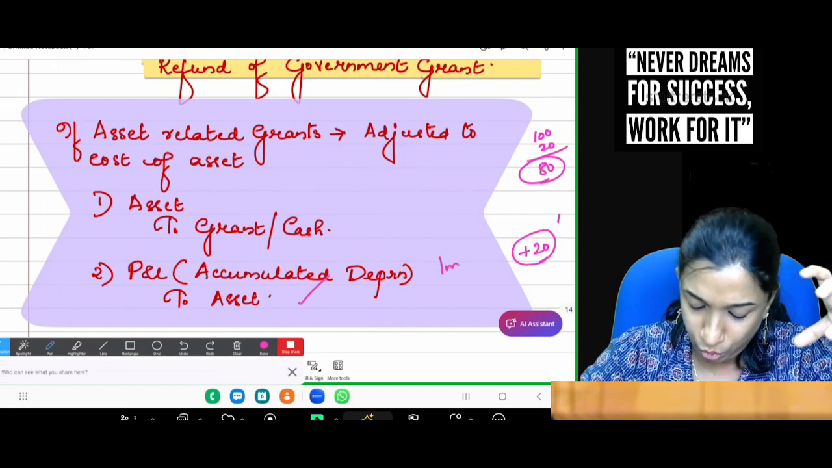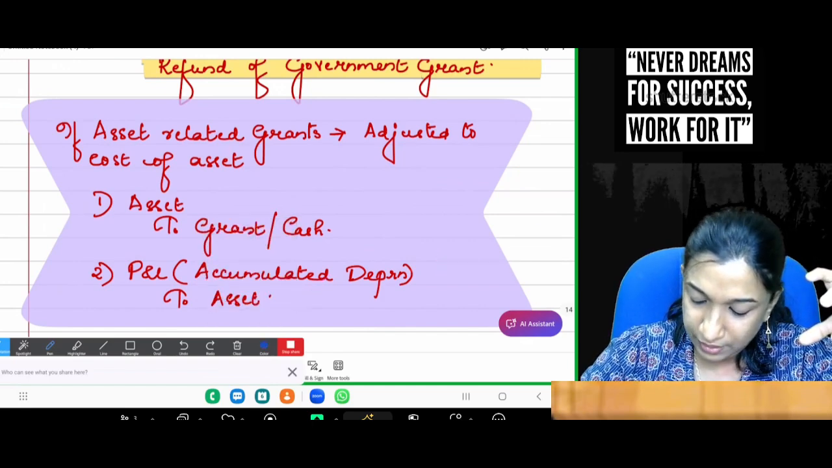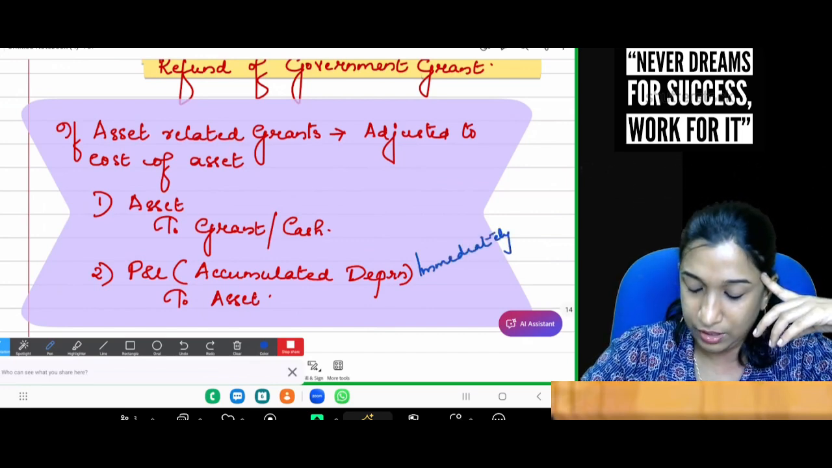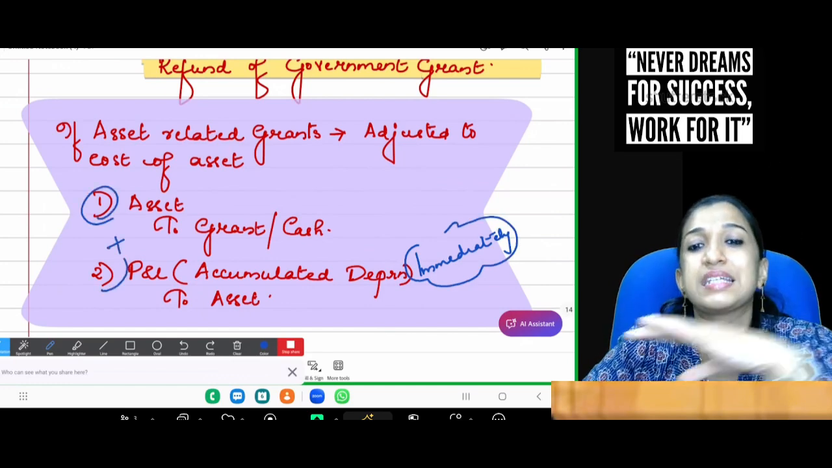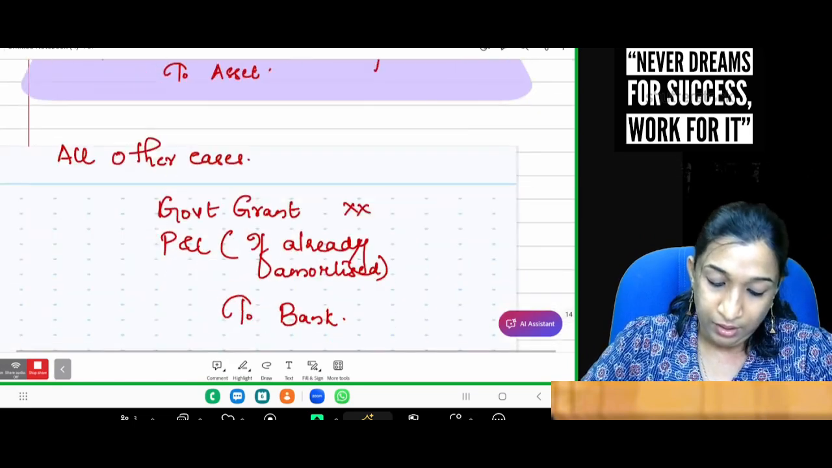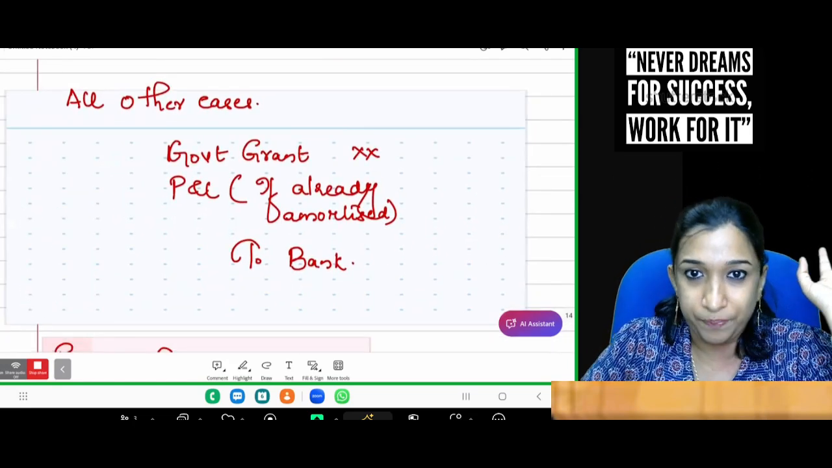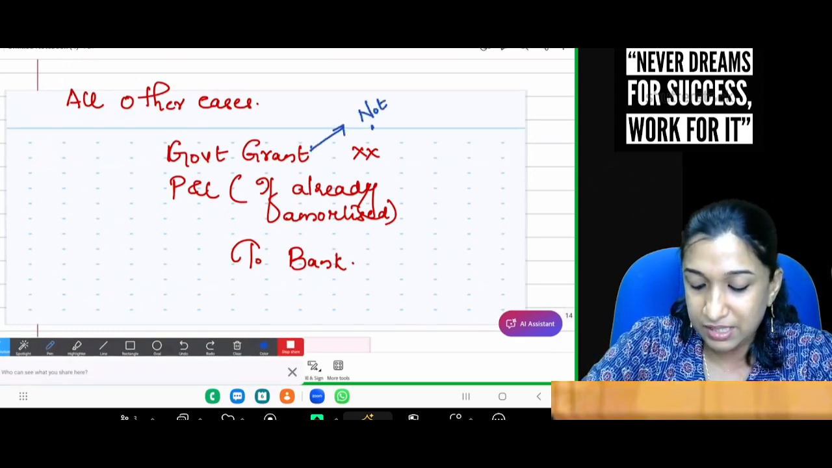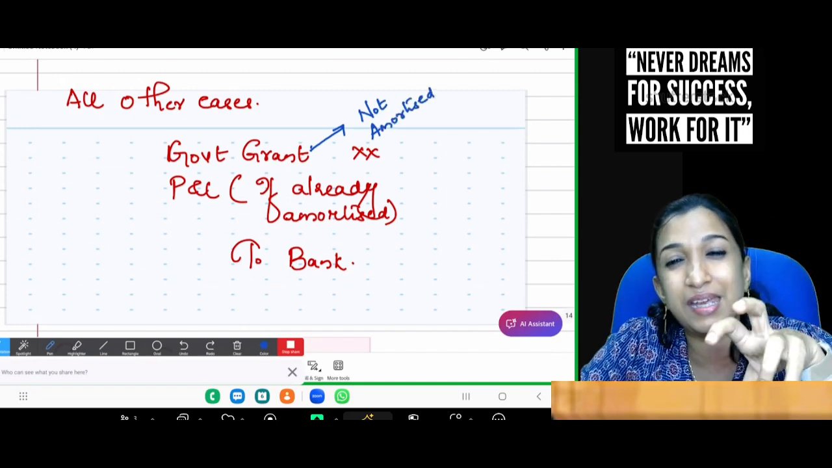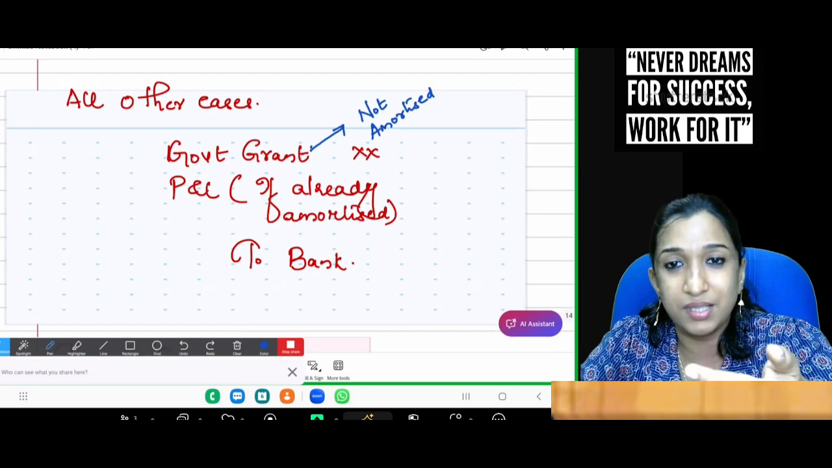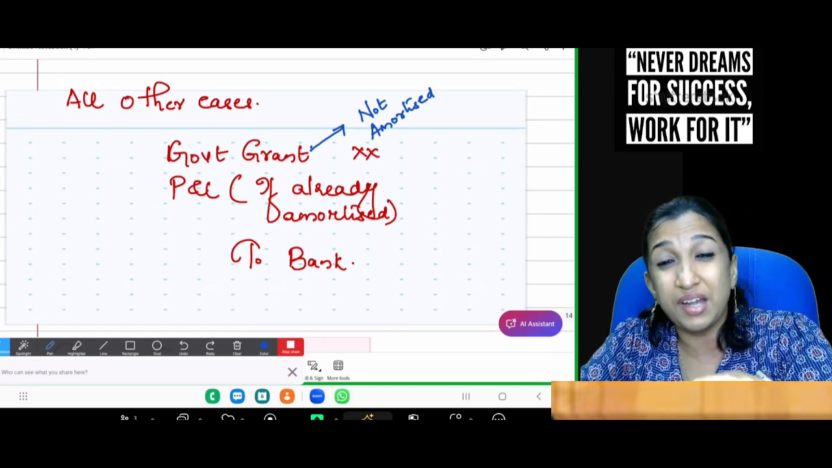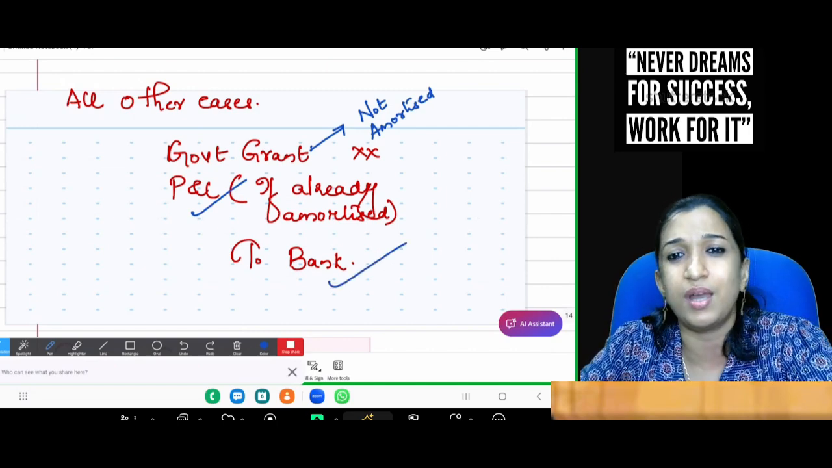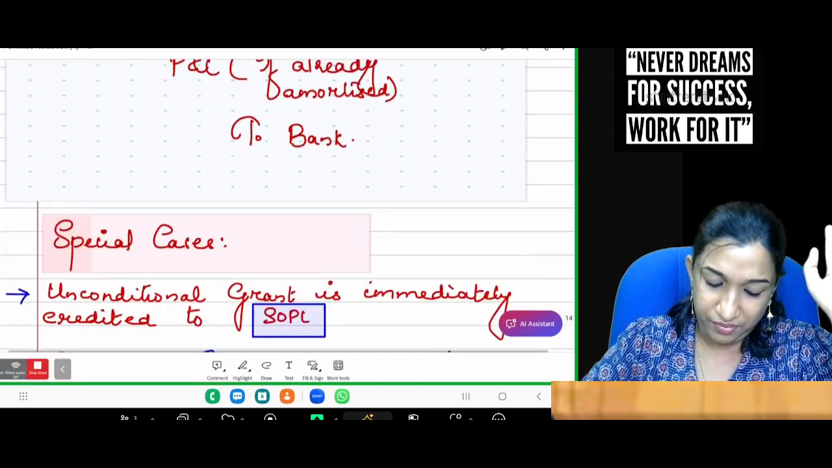Accumulated depreciation, which you need to do immediately. Depreciation entry has to be passed. Okay, fine. So 1 plus 2 is compulsory. Understood. Now, in all other cases, if it is deferred income, government grant debit, if not amortized. If it is still remaining, the government grant account is remaining as a credit balance, debit government grant account. If already amortized, debit P&L to bank. Government grant account debit, P&L account debit to bank. Reverse. Okay, fine.